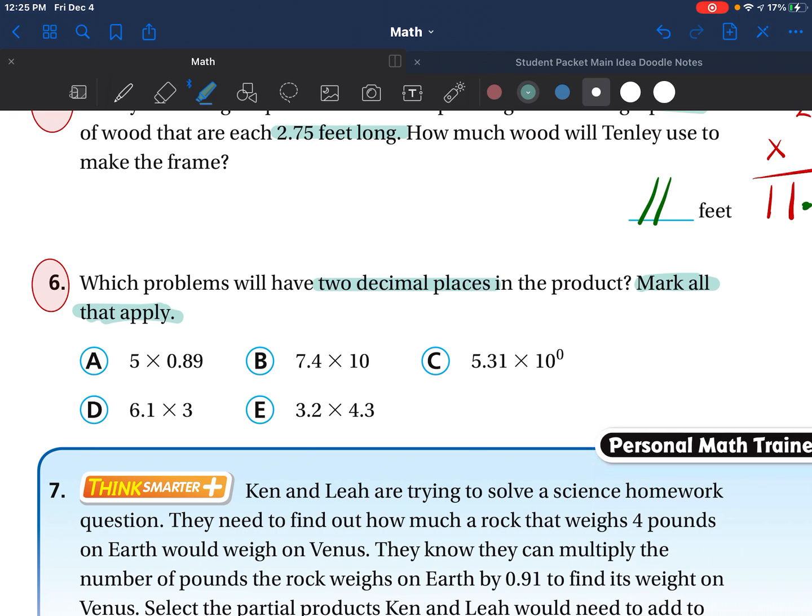So in this case, I go through and I just count how many decimal places are in each problem. So for this one, I've got 1, 2. So this one is definitely an option. In D, there's only 1, so that one is out. In B, I only have 1 place here, so that is out.